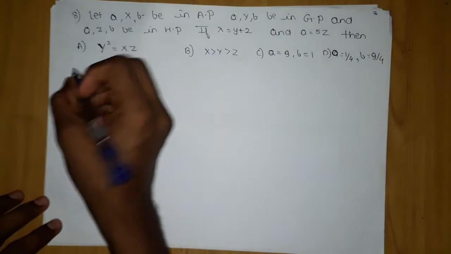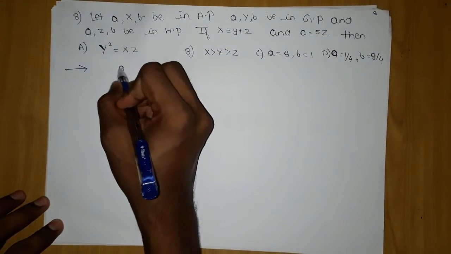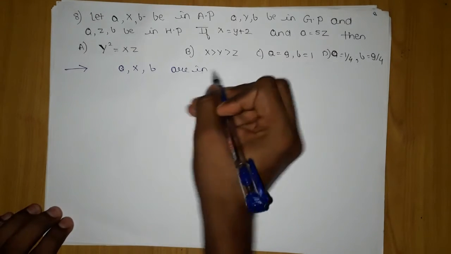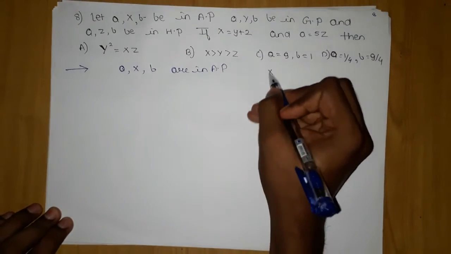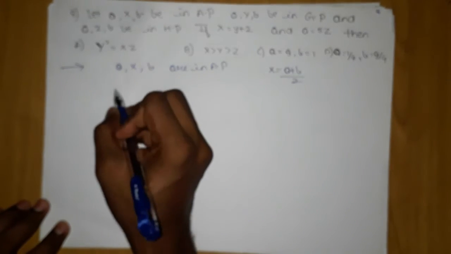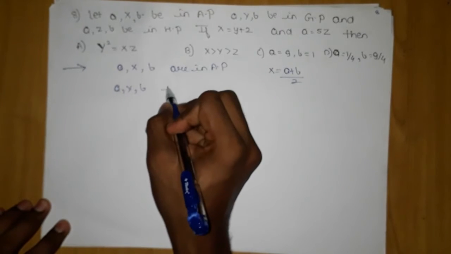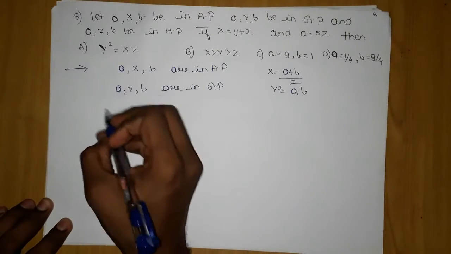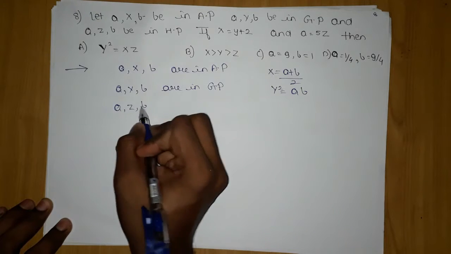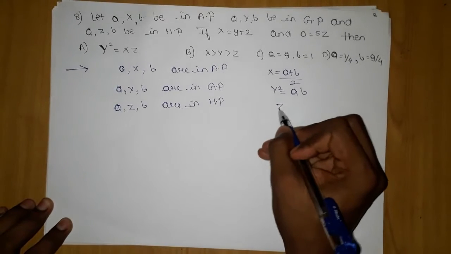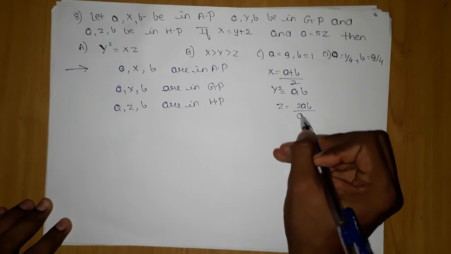First we are going to solve this. If you observe, a, x and b are in AP, so I have my first equation completely set, that is x equals a plus b by 2. If you observe, a, y and b are in GP, so I have my second equation all set, that is y square equals ab. If you observe again, a, z, b are in HP, so my z will be 2ab upon a plus b.